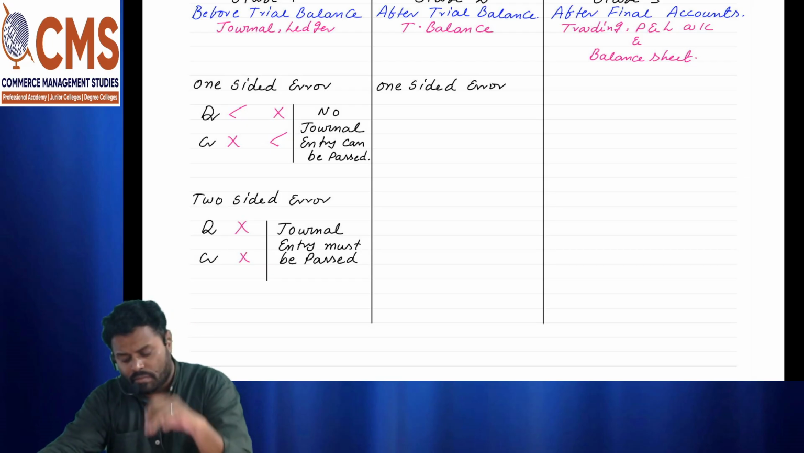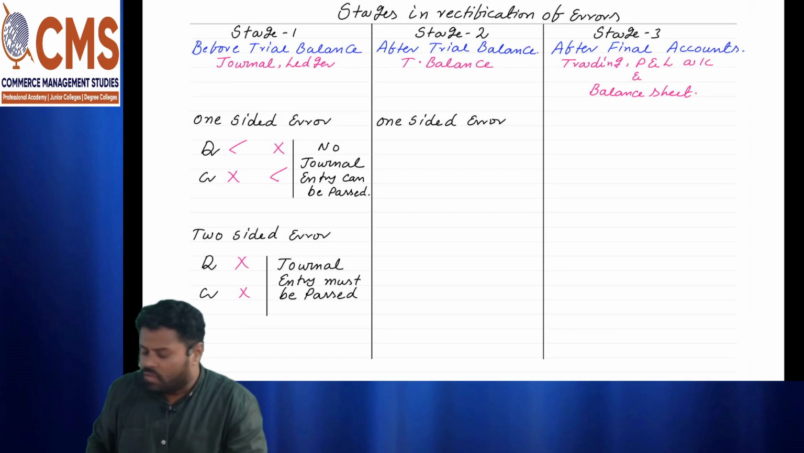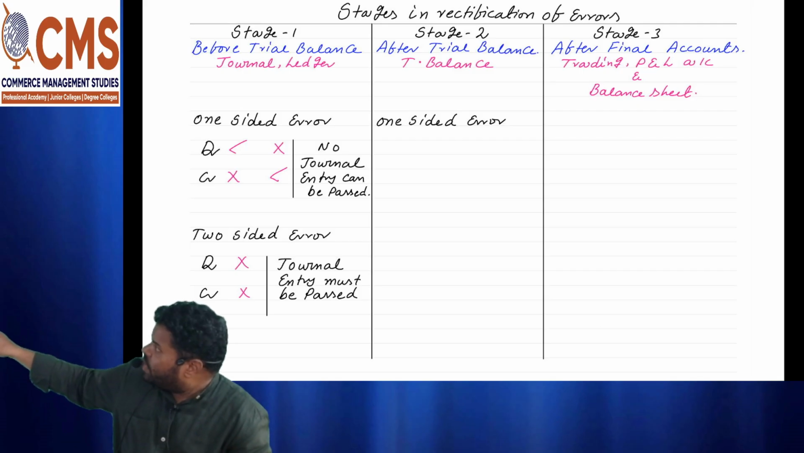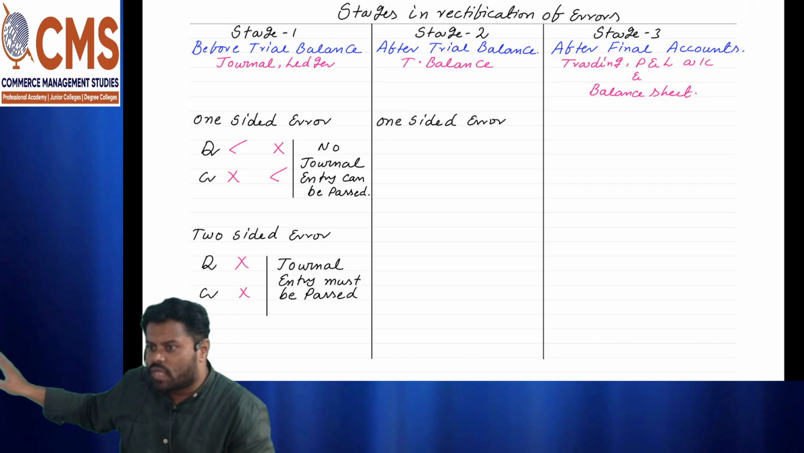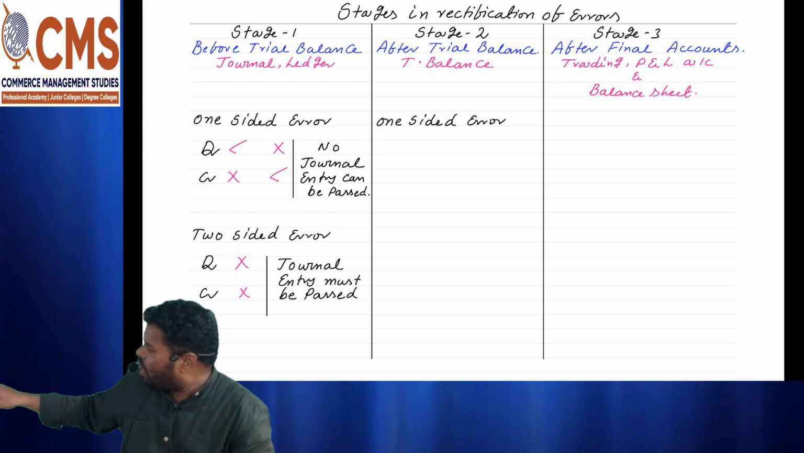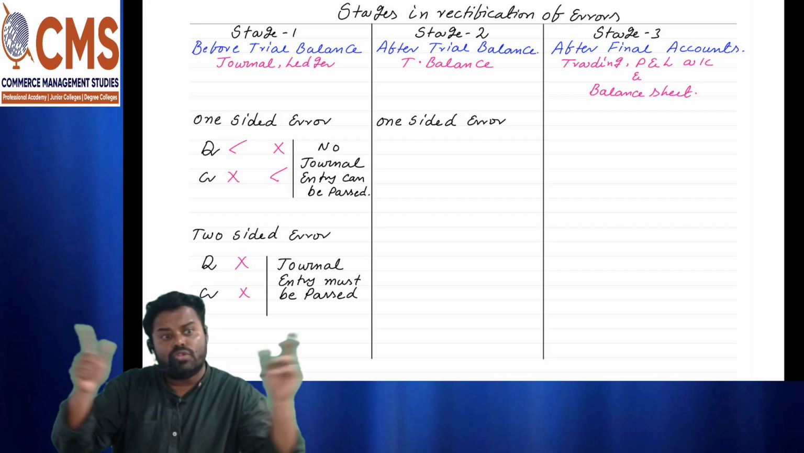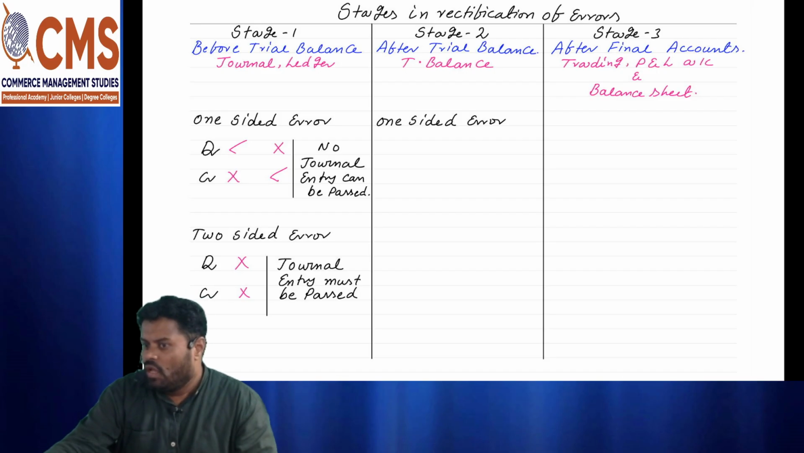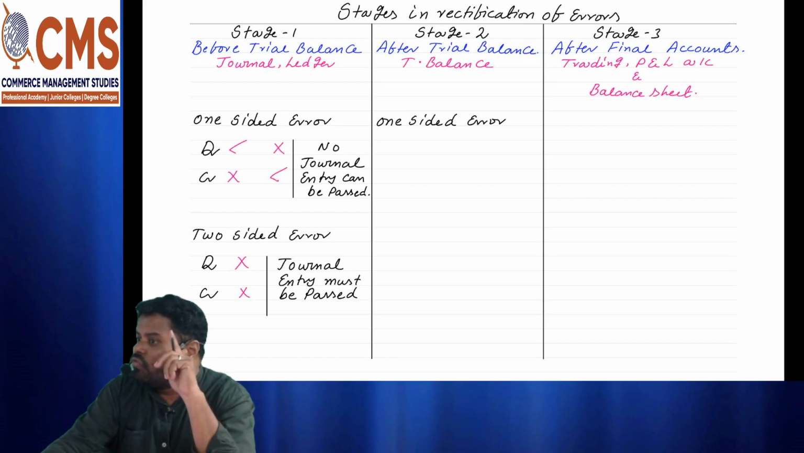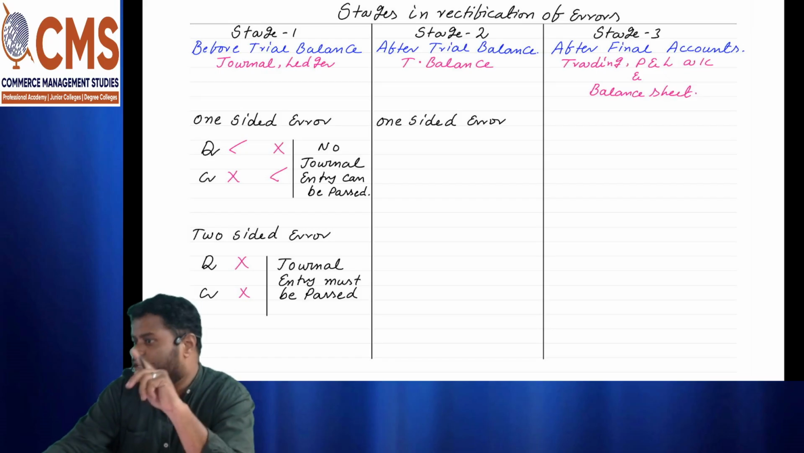Okay, next. What we are discussing here is, if I identify an error at the first stage, what I'll see is whether it is a one-sided error or a two-sided error. If it is a two-sided error, I'll have a chance of writing a journal entry, and once you write a journal entry, you can post it very clearly in two accounts. But if it is a one-sided error, only the one account which is wrong should be adjusted.